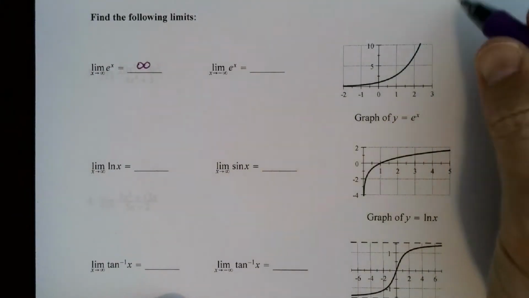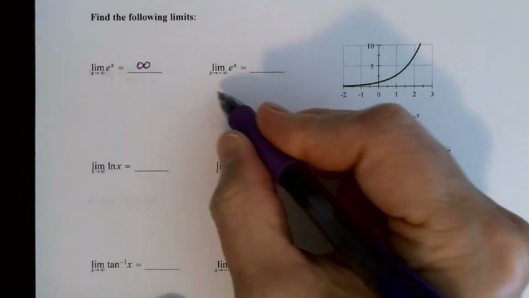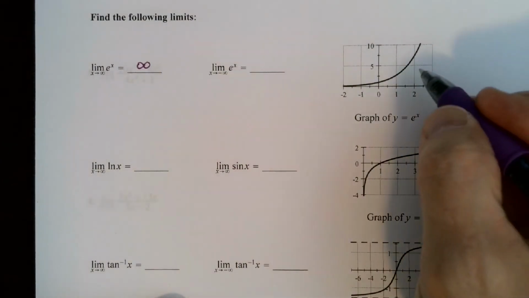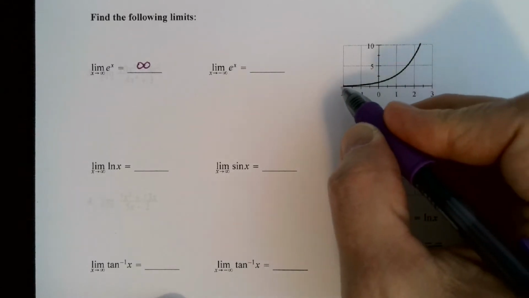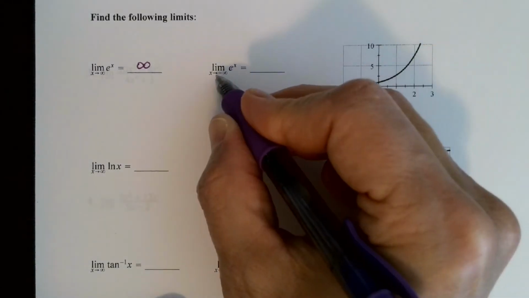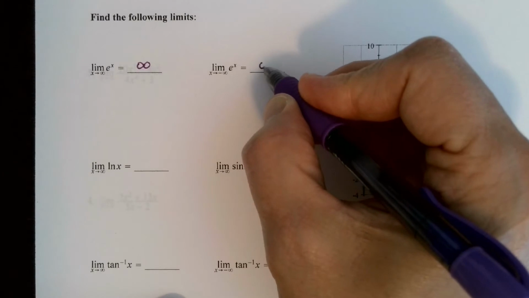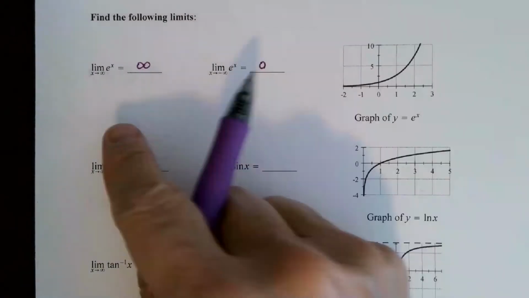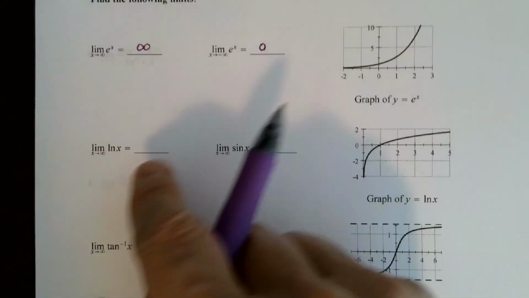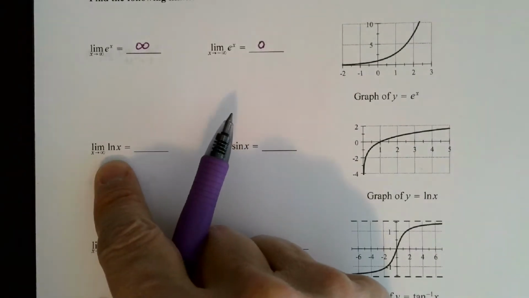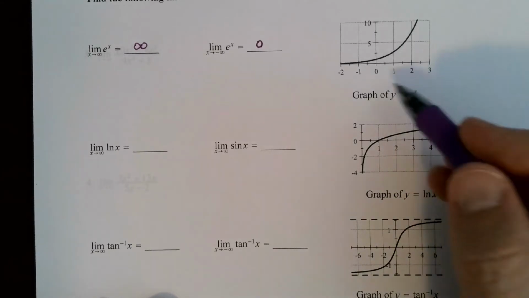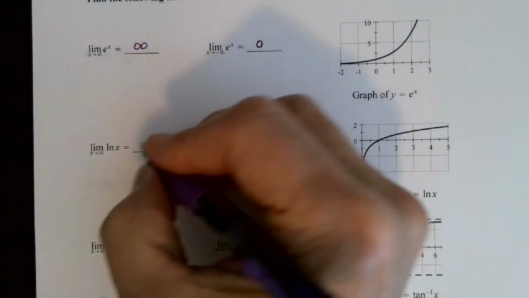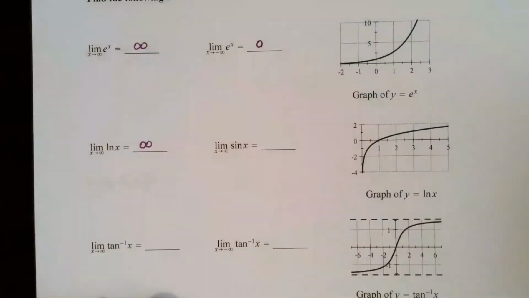This rapidly increases, right? As x goes to negative infinity, though, what happens? Remember, we have a horizontal asymptote of y equals 0, and we approach that as x goes to negative infinity. So as x goes to negative infinity, the limit of e to the x is 0. So these are important limits that you need to know. What's the limit as x goes to infinity of the natural log function? Here's the natural log function. Now, as x goes to infinity, this also is going to infinity, not as rapidly as e to the x, but we do have that as well.